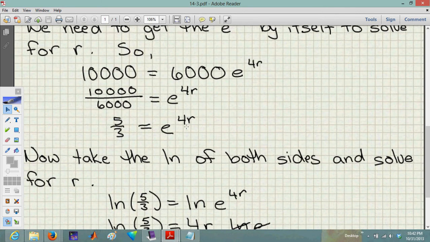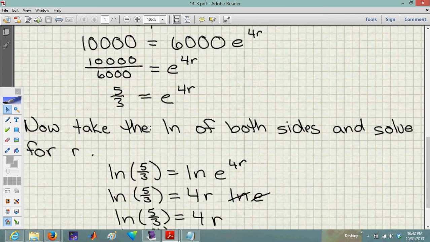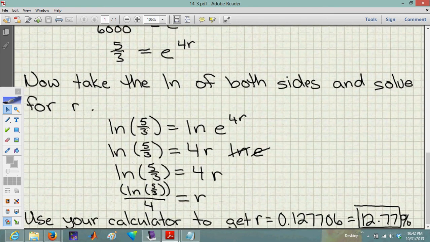I've got E to the point where I can take a natural log of both sides of this. So let's do that. Natural log of 5/3 equals the natural log of E to the 4R. Well, since we took the natural log, we can bring down the exponent. That gives us 4R times the natural log of E. But we know that the natural log of E is 1. So basically what we've got is the natural log of 5/3 equals 4R. Now to get R by itself so that we can finish solving, we need to divide both sides by 4. So we get the natural log of 5/3 over 4 equals R.